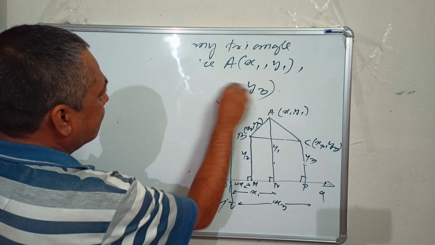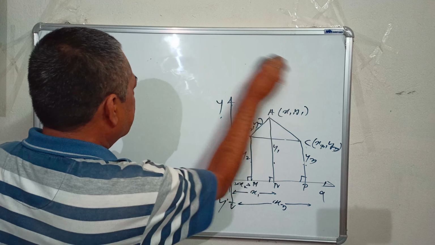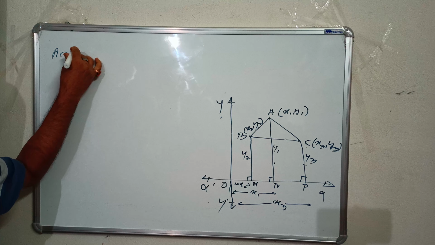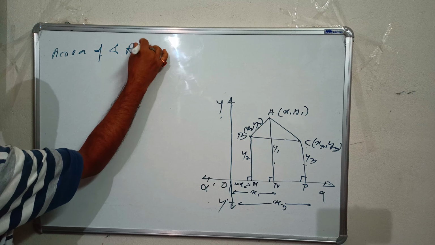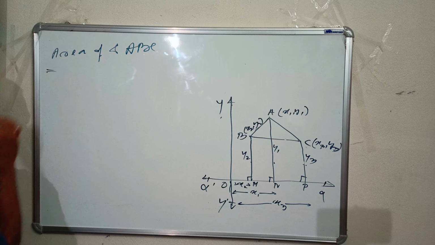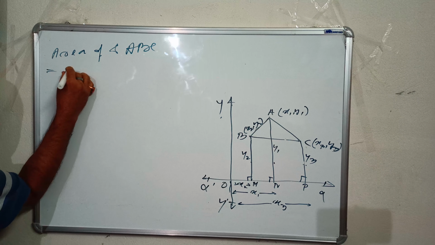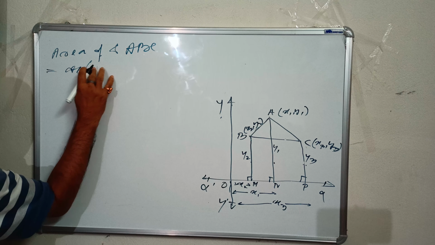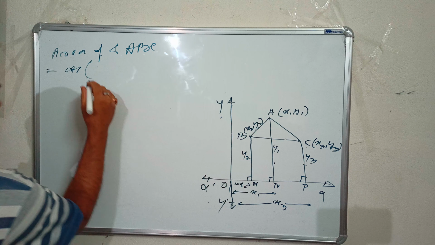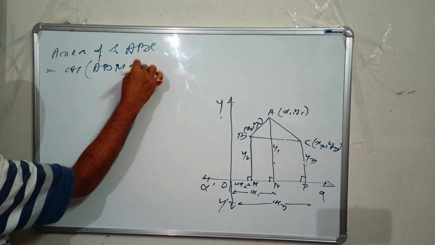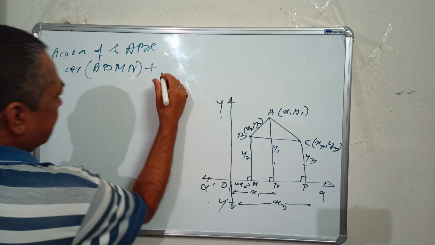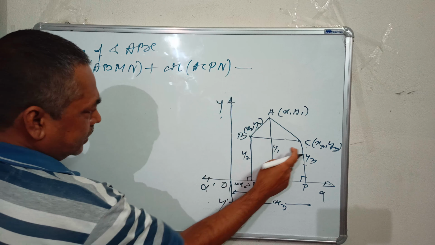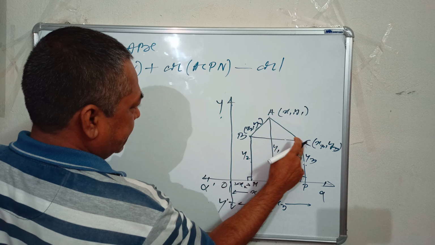Okay, triangle ABC, let us go for that. Area of triangle ABC equal to area of trapezium ABMN plus area of trapezium ACPN. From the sum of these two, we subtract the area of BCPM.